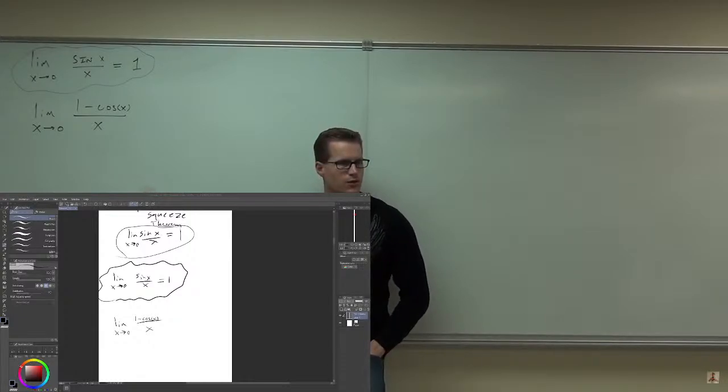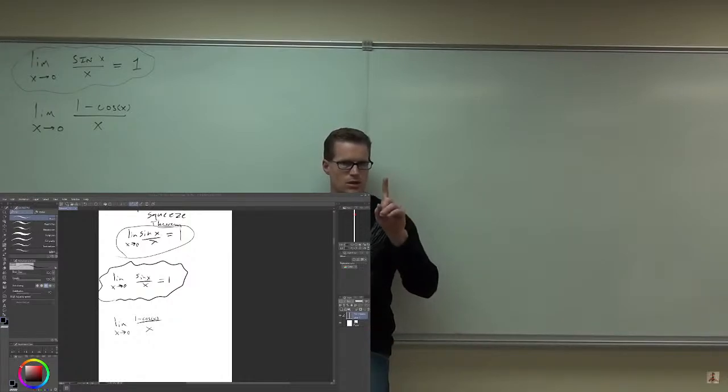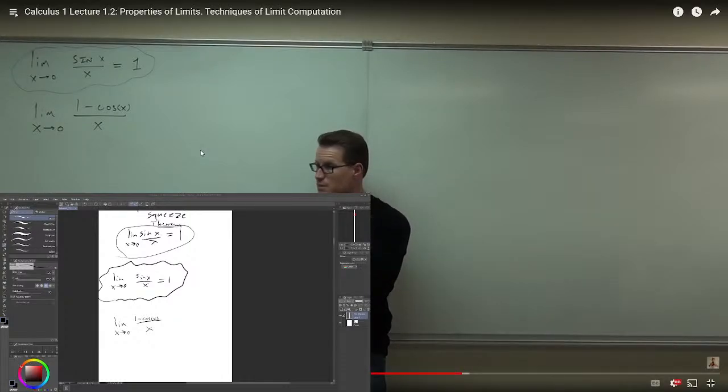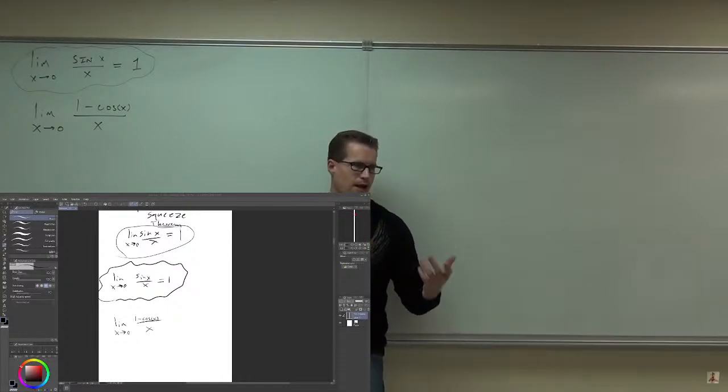What's cosine of 0, folks? 1. Cosine of 0 is 1. So on the numerator, you get 1 minus 1. That would be 0, right? And of course, if you plug in 0 in the denominator, you get 0 over 0. That's a problem. Can you factor 1 minus cosine x and cross out the x on the bottom?